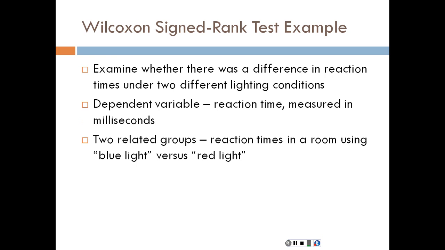Another example where you can use the Wilcoxon signed rank test is to understand whether there was a difference in reaction times under two different lighting conditions. For instance, your dependent variable would be reaction time, measured in milliseconds, and your two related groups would be reaction time in a room using blue light versus red light. So, two related groups: we'll look at their reaction time in blue light, and then their reaction time again in red light.